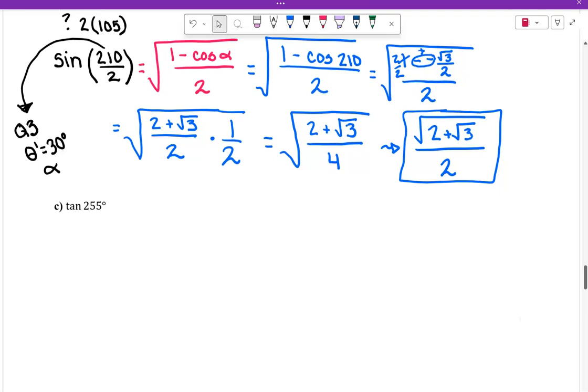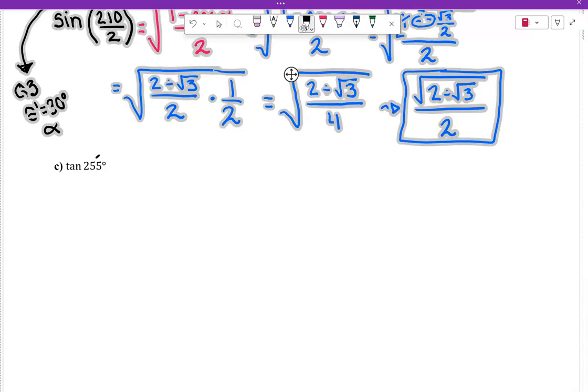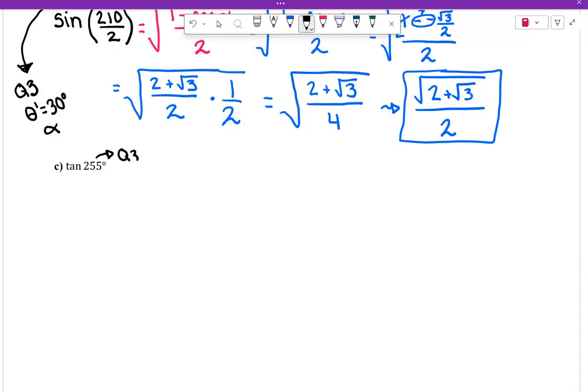Okay, let's look at tangent. Okay, so 255, this is originally in quadrant 3. Quadrant 3 tangent is actually positive. Okay, just things we're trying to keep in mind. So let's go ahead and double this. Okay, if we double that, we get 510. And that's okay.